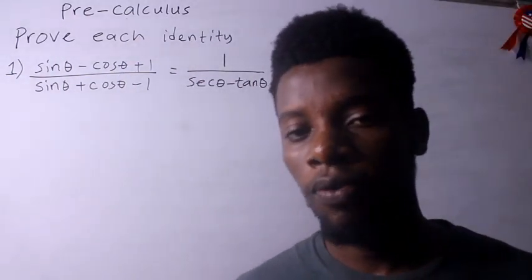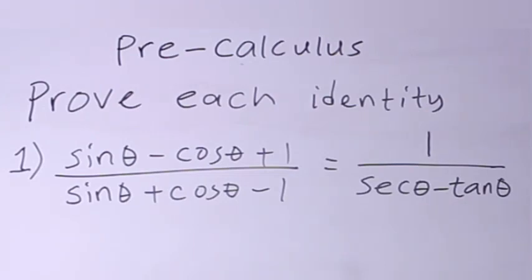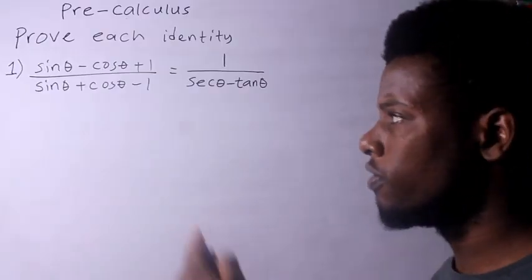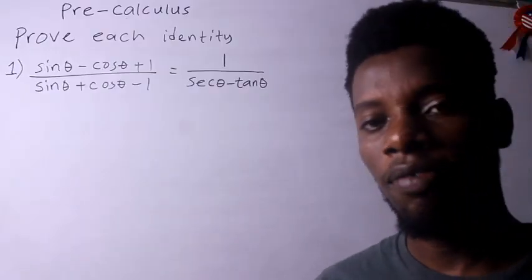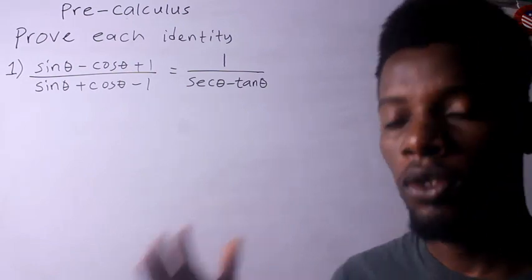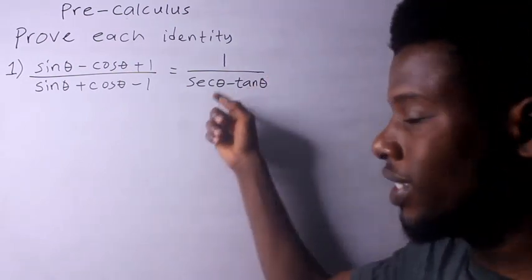So we are told to prove that (sin theta minus cos theta plus 1) all divided by (sin theta plus cos theta minus 1) is actually 1 over (secant theta minus tangent of theta). To do this, I'm going to begin with the left hand side, simplify the left hand side till I have something on the right hand side, which is the expression.